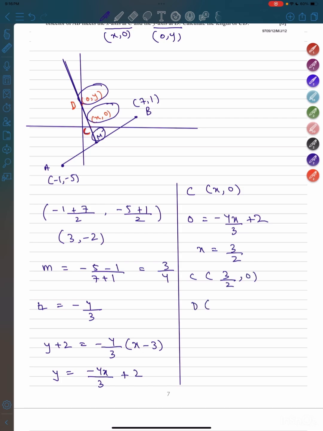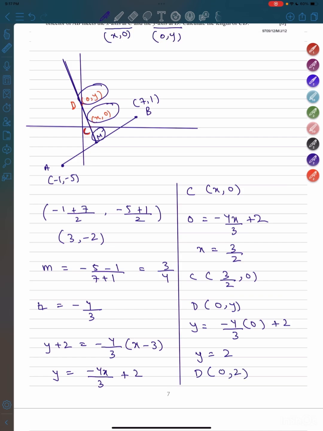For our D coordinates, we're going to have -4/3 times 0 plus 2, so y equals 2. So our D coordinates are (0, 2).